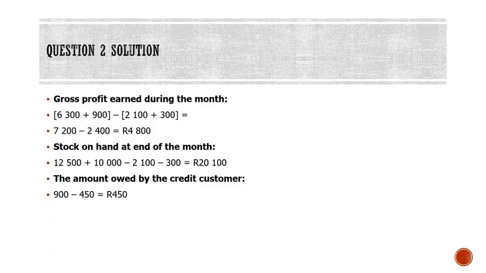For the sales of 6,300 Rand, we had cost of sales of 2,100, and for the sales of 900, we had cost of sales of 300, which will total 2,400. So our total sales for April was 7,200 and our total cost of sales was 2,400. The difference between the two will be 4,800, and 4,800 will be our gross profit.